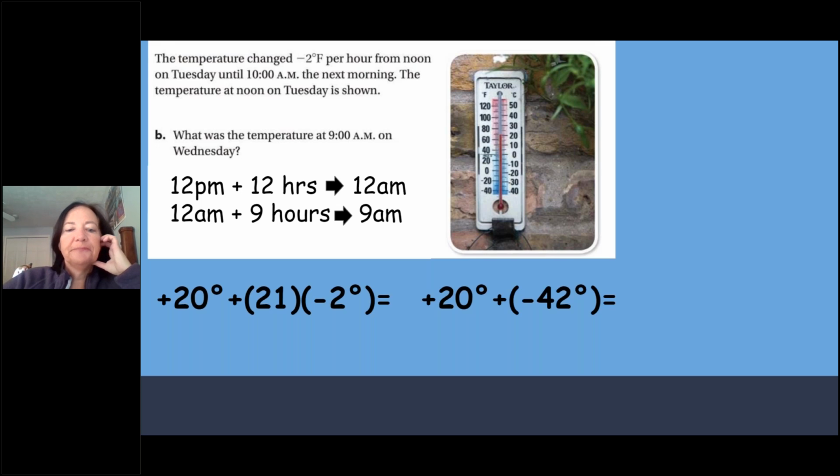Donna, you still out there? Please help me solve that problem. Oh, I lost Tashana. Brianna, do you know how to solve this problem? It's kind of tricky in itself. Positive 20 plus a negative 42. 62. It says 62.